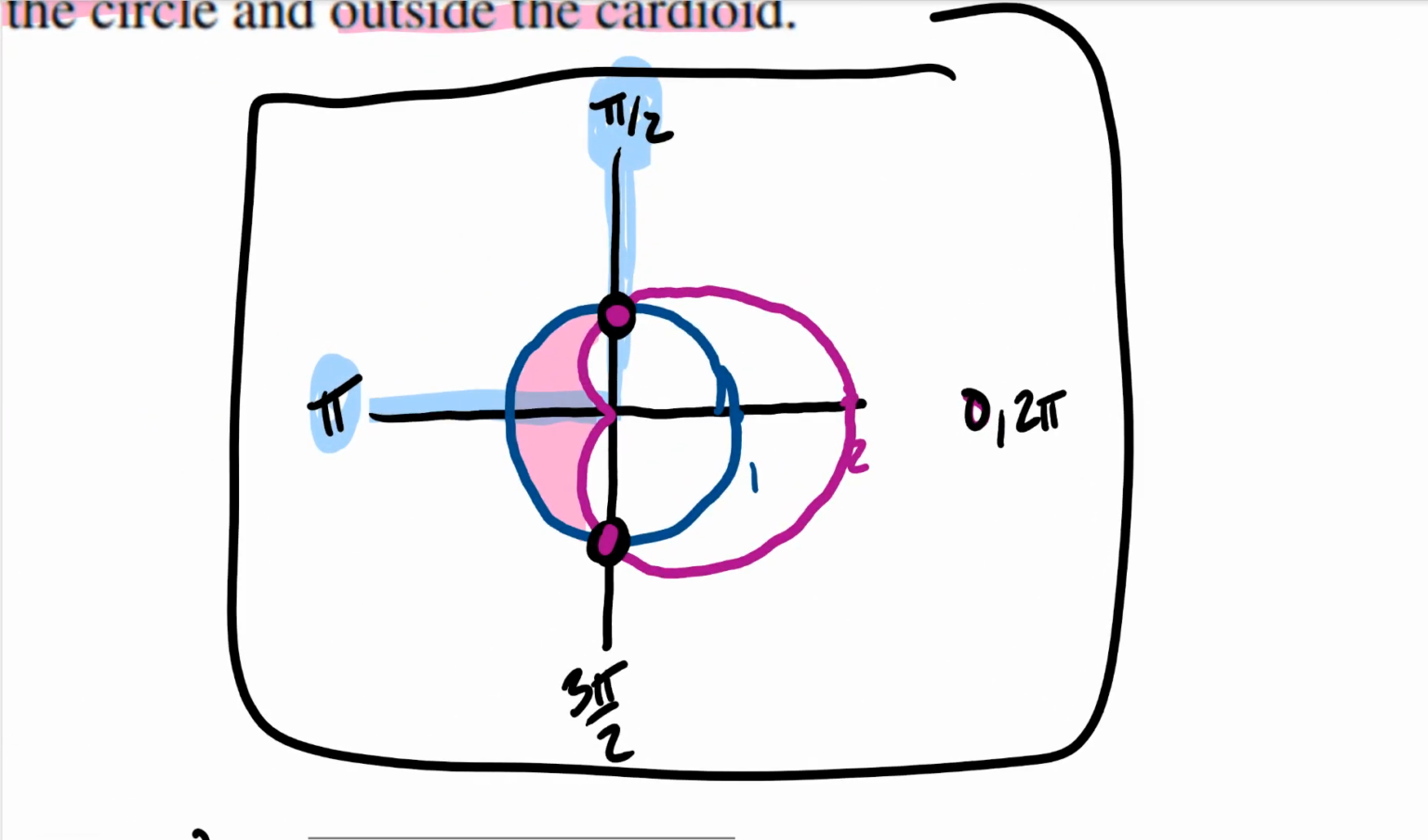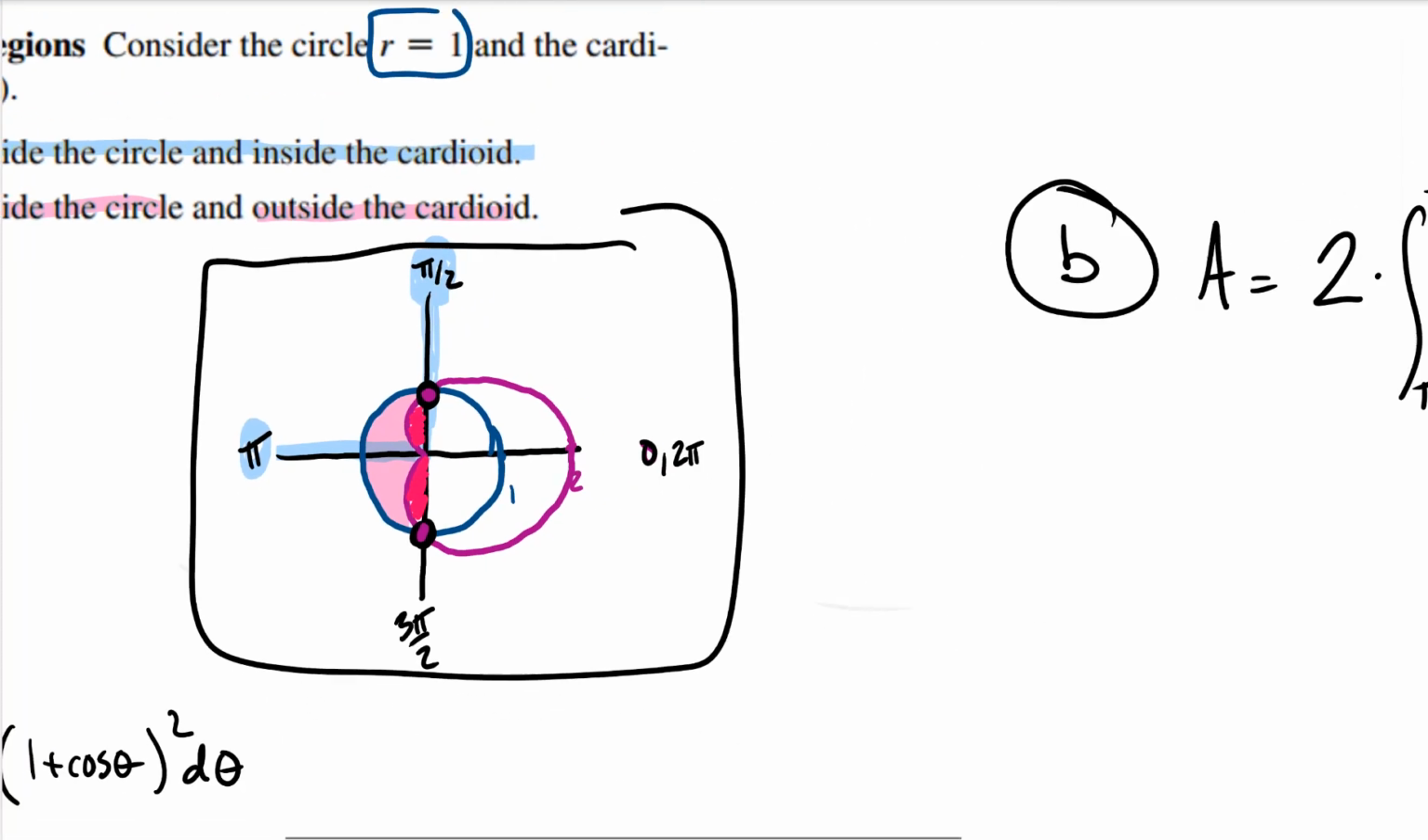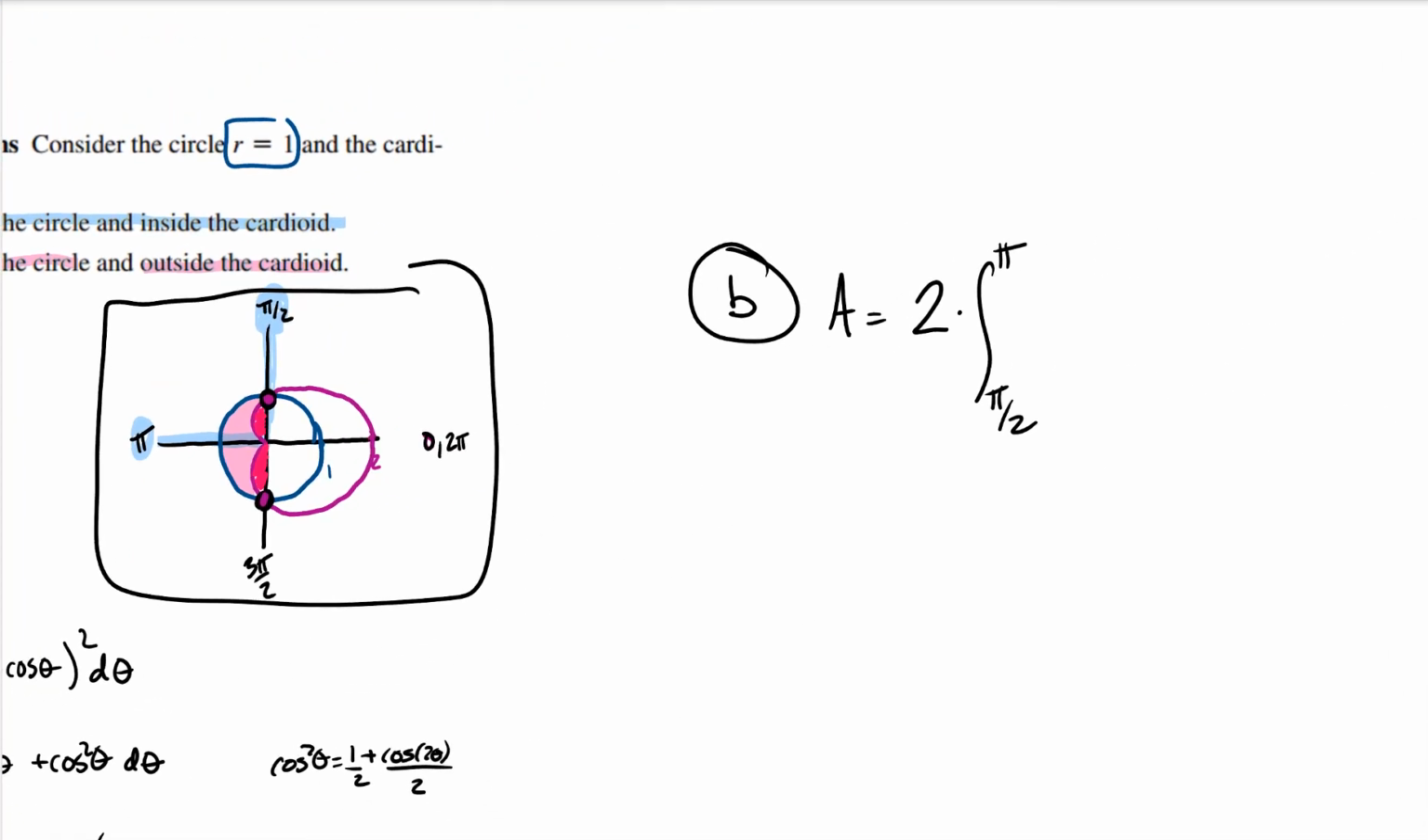As we look in there, we need to make sure to find the area of that circle, but we got to subtract out this area here. So we're going to do our outside minus our inside. So it's going to be our 1 squared, that's the circle, see, r equals 1. Minus our cardioid squared. So what is that? 1 plus cosine of theta, all squared d theta.